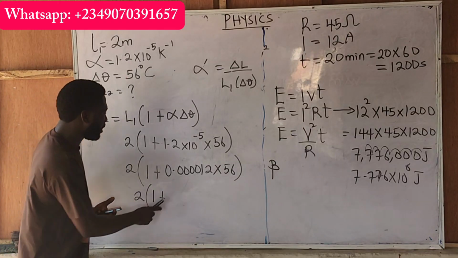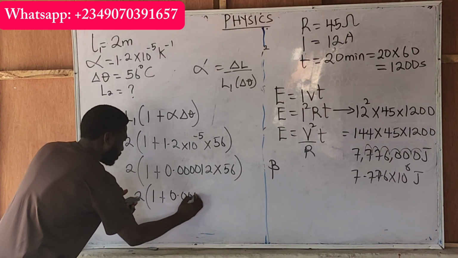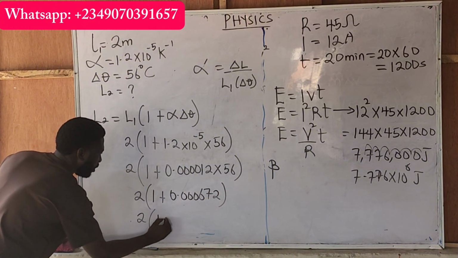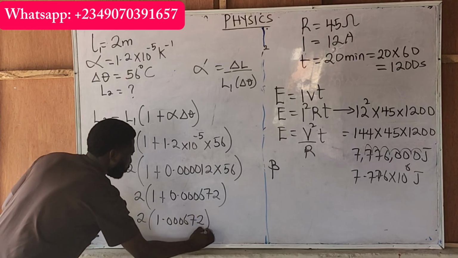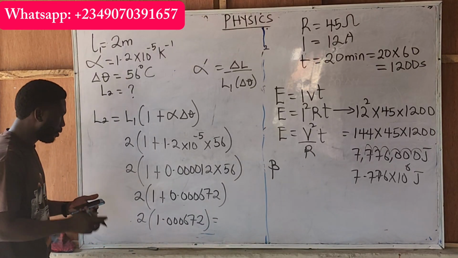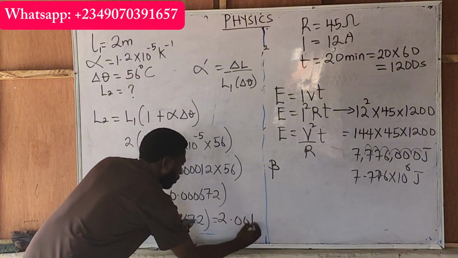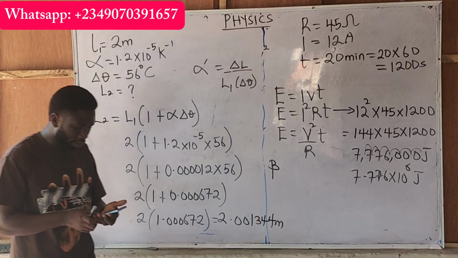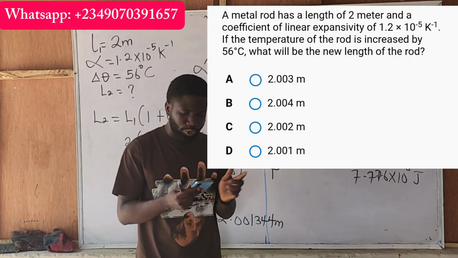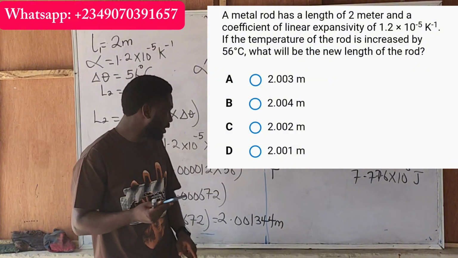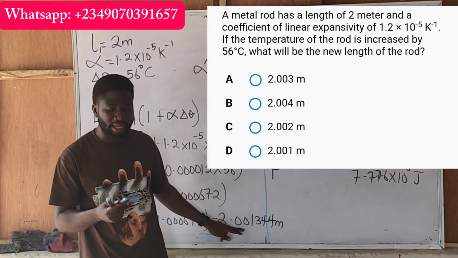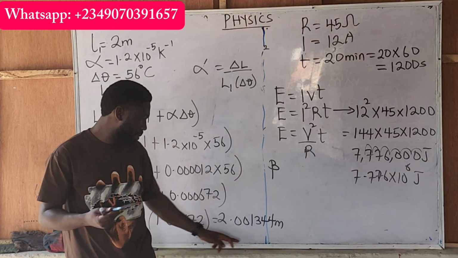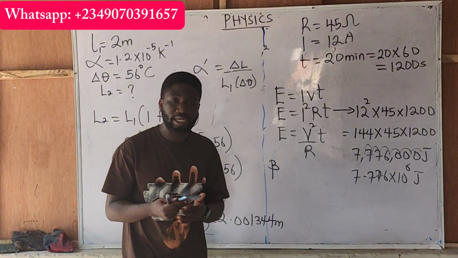So let's multiply this. This will give us 0.000672. So 1 plus this will give us 1.000672. If we multiply this, we are going to have 2.001344 meters. Checking the options, the right answer there is 2.001 meters, that's option D. We have the options in 3 decimal places, so changing this down to 3 decimal places, we have 2.001 meters. So that is the answer.